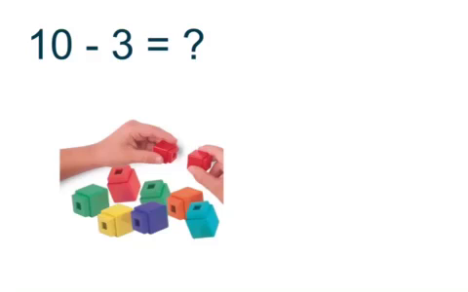The last strategy you can use is using cubes or objects. It works the same as the circles, but instead of drawing circles, you'll use the objects. You would build 10 objects, then you would take away 3 and count how many were left.